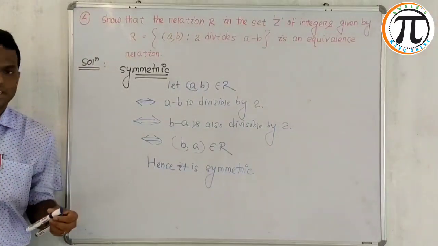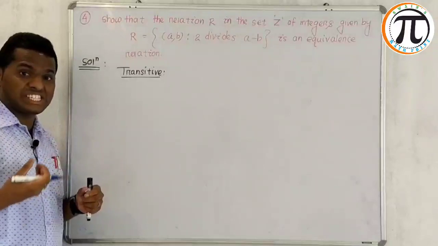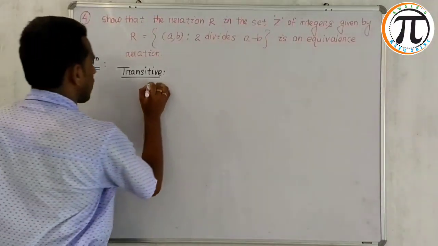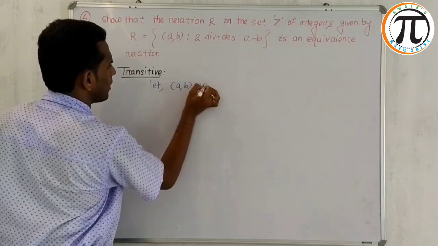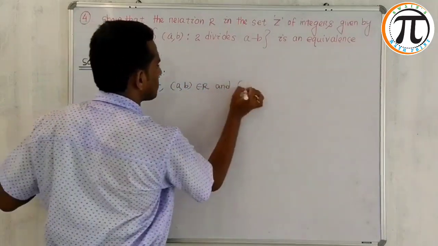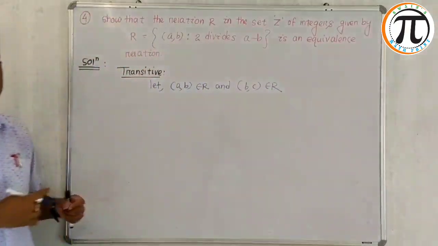So coming to next is check transitive. देखो transitive होगा नहीं होगा. First thing you have to take same funda. Let (A, B) belongs to R. And what? (B, C) belongs to R. You have to prove that (A, C) also belongs to R.